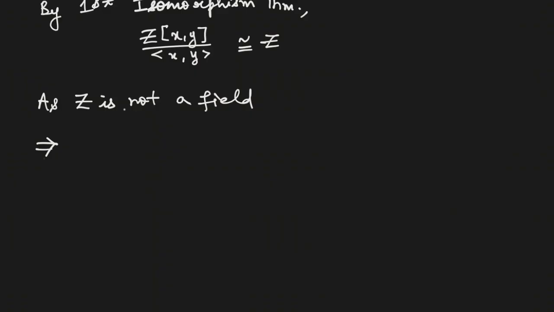Why is Z not a field? It is an integral domain, but it is not a field, because the multiplicative inverse of every element does not exist. This is isomorphic, so this is also not a field.